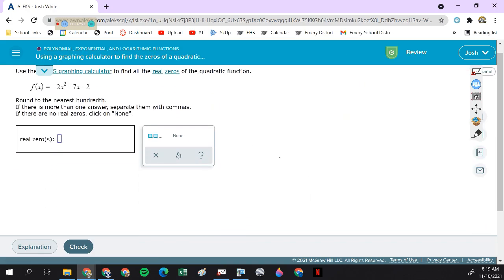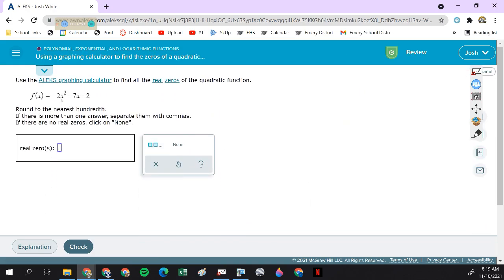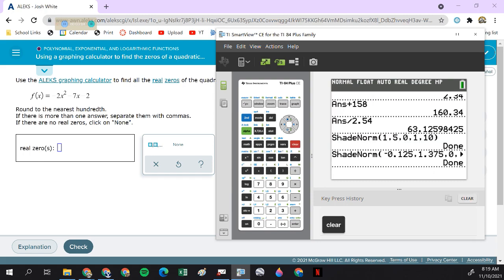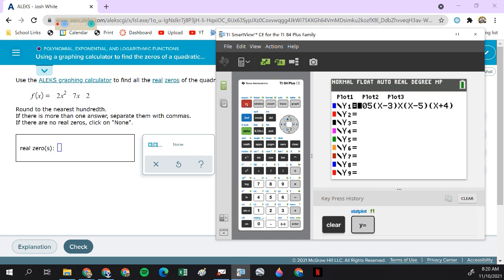All right. Here we have a quadratic, -2x squared minus 7x minus 2, and it wants us to use a graphing calculator to figure out what the roots are. So I'm going to pull up my TI-84, and I'm going to go into y equals, and clear out any equation you have, and then just type that in.